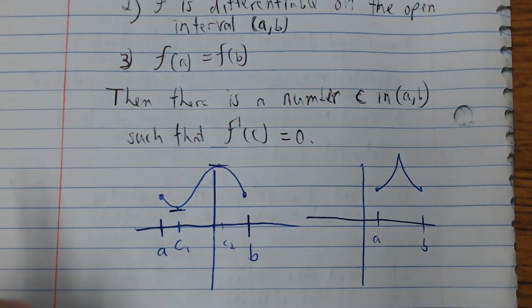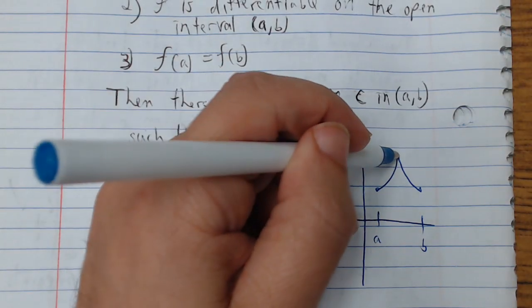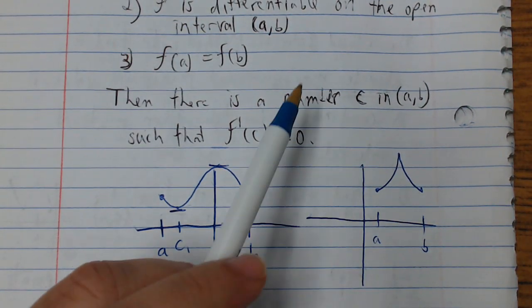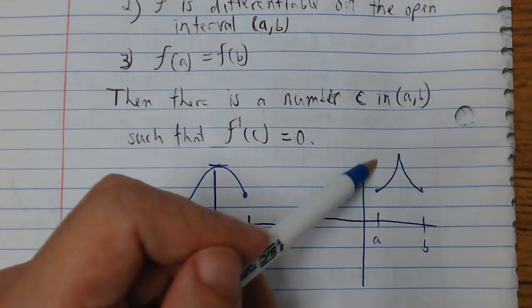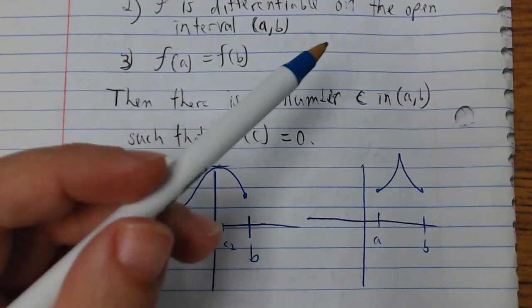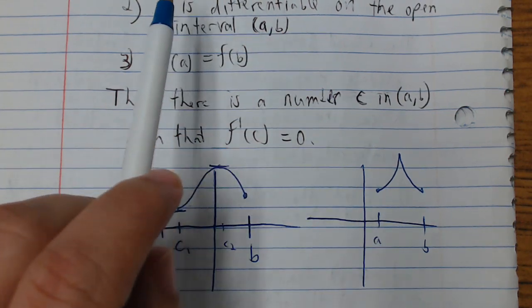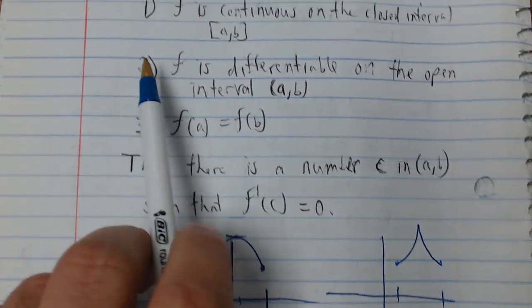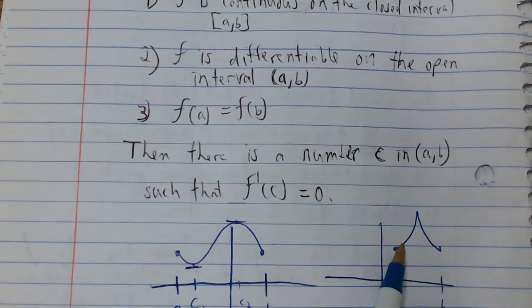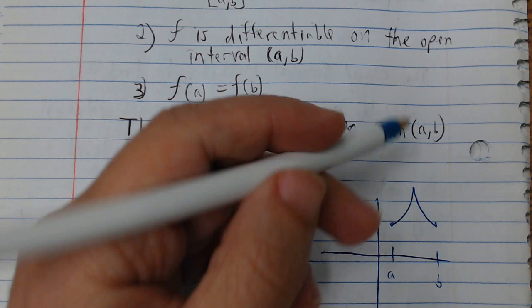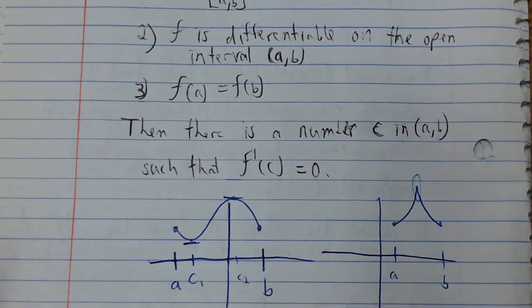What do you notice? I have a kink here, so this is not differentiable. Now, notice how there's nowhere on this curve where the derivative equals 0, okay? But how come this doesn't contradict Rolle's theorem? Because statement 2 fails to exist, because this isn't differentiable on the open interval. It's not differentiable right here, which is causing the problem where the derivative doesn't equal 0.